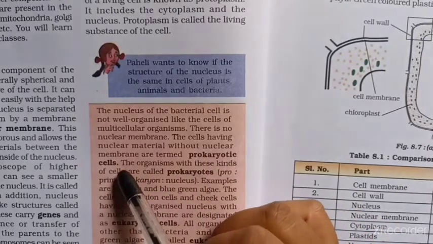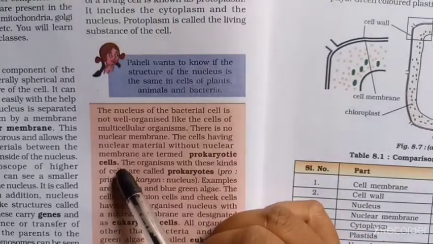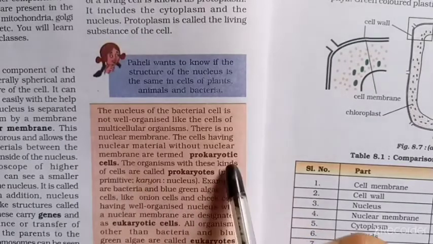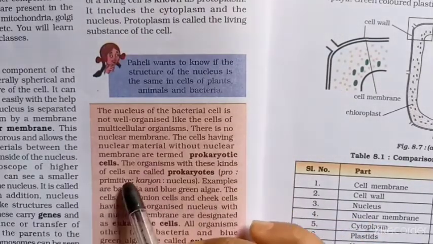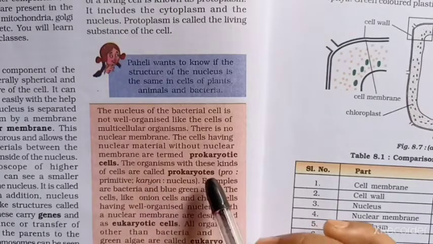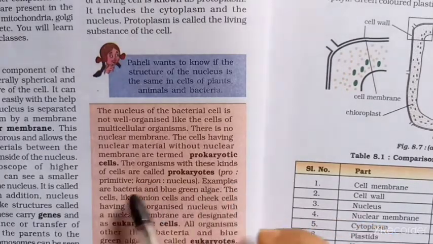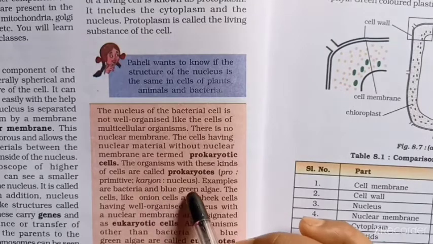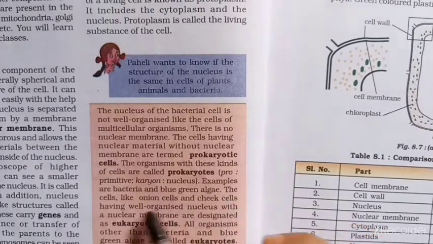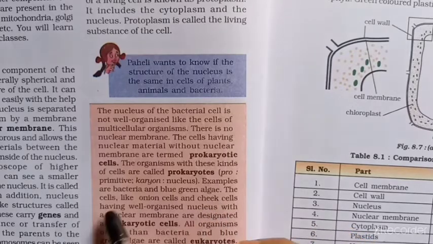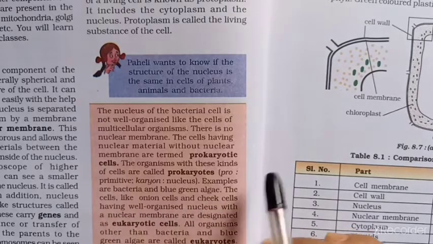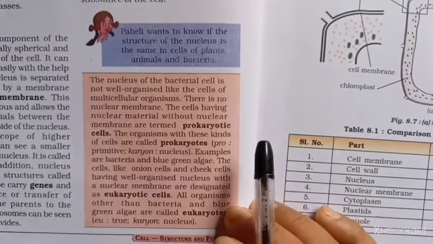Here we will meet two terms: prokaryotic cell and eukaryotic cell. The organisms with these kinds of cells are called prokaryotes. Pro means primitive and karyon means nucleus. Examples are bacteria and blue-green algae, which are the prokaryotic type of cells.